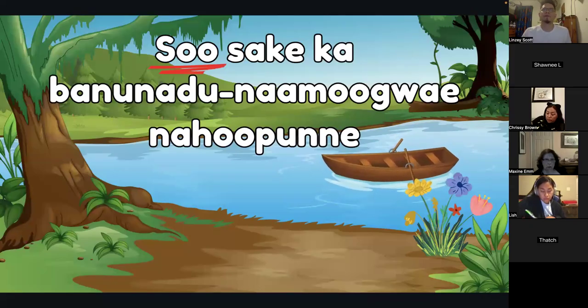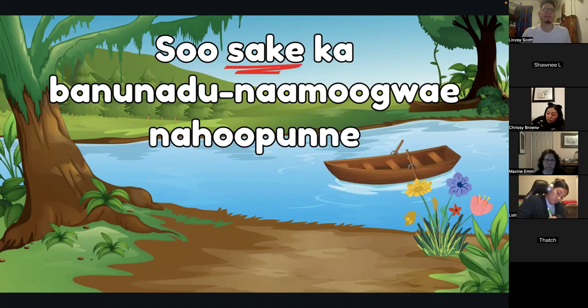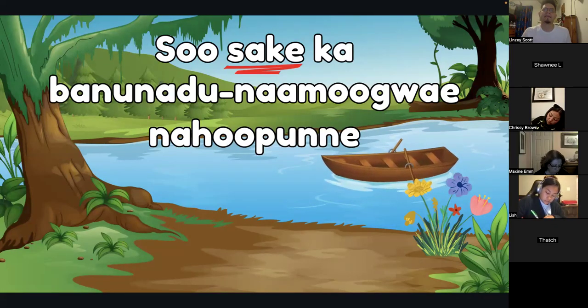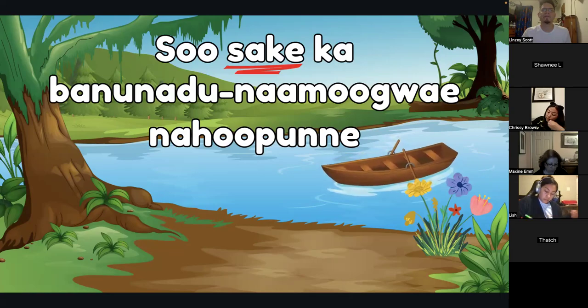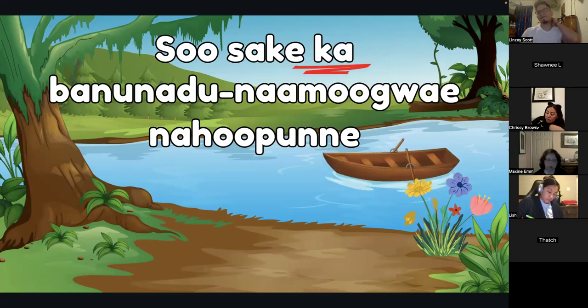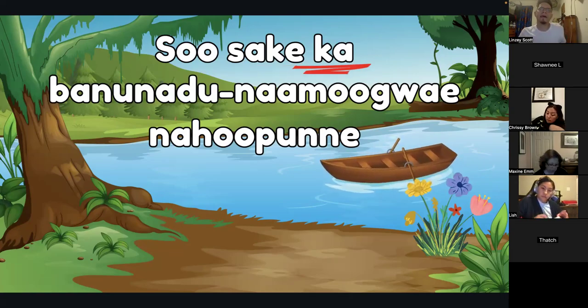We all know su, this first word su, introduces the subject of the sentence, which in this case is boat. Susaki, the boat. The boat is the subject of the sentence. Saki is the word for boat. I know we've learned this in the springtime.